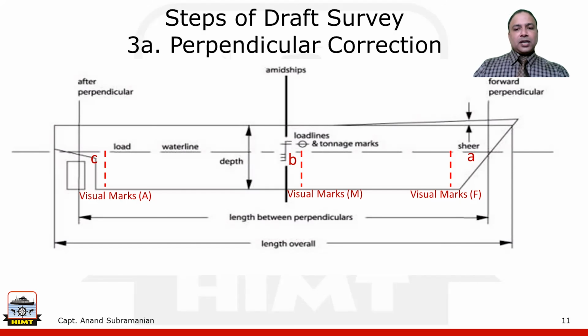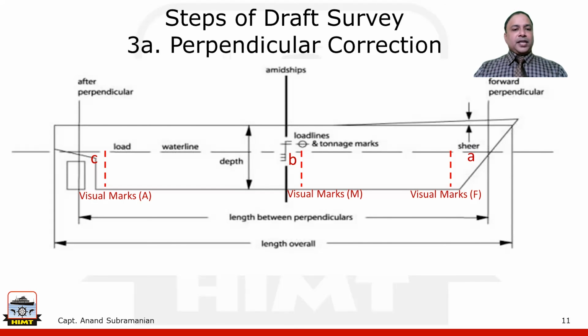The reason why we don't have the visual draft marks exactly on the perpendicular is, for example, in the case of forward, the visual draft marks cannot be put in the forward area because the stem is too sloping, and there would not be any provisions for putting the draft marks. Same thing with the aft also, because of the flare of the ship, it may not be practical for us to put the draft marks exactly on the aft perpendicular.